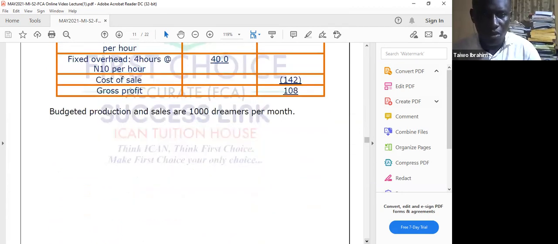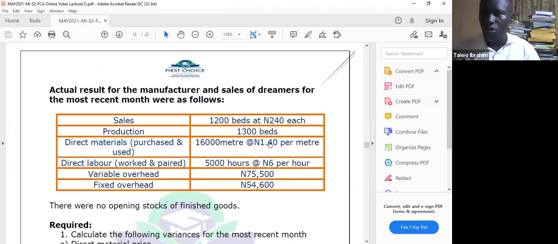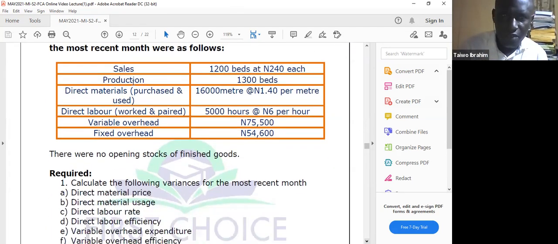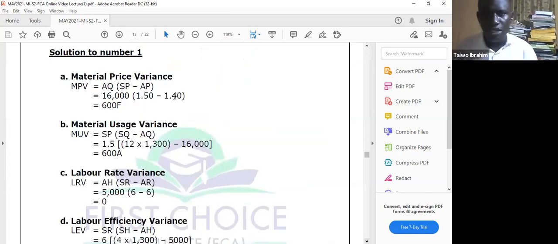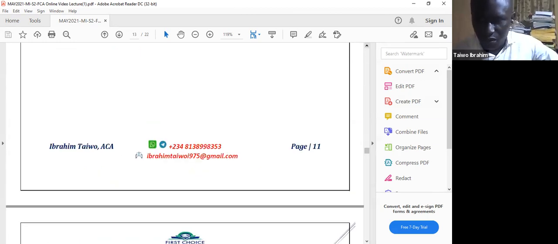You now go and pick what's the actual price of the material. That's 1 naira 40 kobo. So that's why if you see in their solutions, you now see 1 naira 50 kobo minus 1 naira 40 kobo times the actual quantity of the material purchased. What's the actual quantity of the material purchased? That's the AQ.